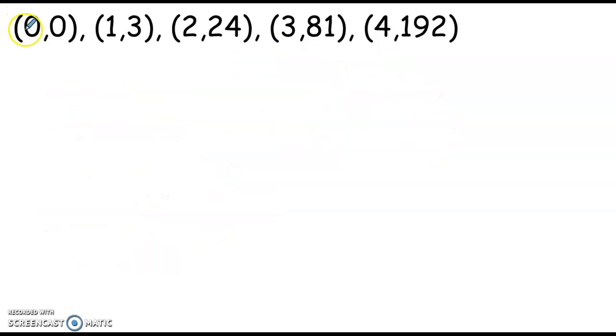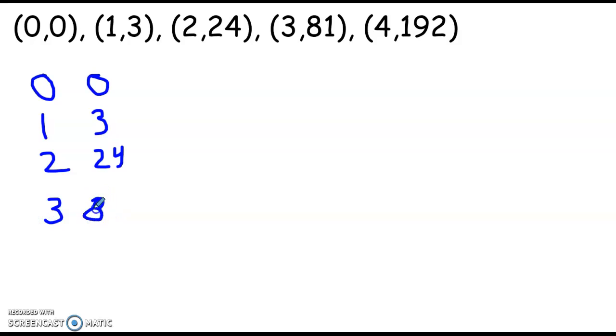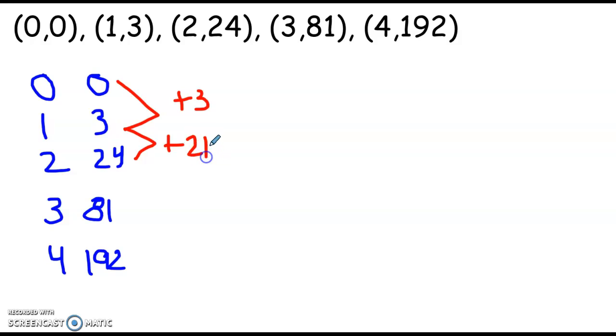That's a little difficult. So on the next one, we have 0, 0, 1, 3, 2, 24, 3, 81, and 4, 192. Well, here we go. From 0 to 3, I add 3. From 3 to 24, I'd have to add 21. From 24 to 81, well, 81 minus 24 is 57. From 81 to 192, well, 192 minus 81 is 111.